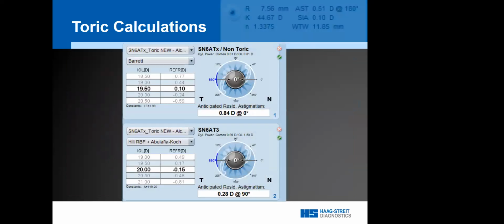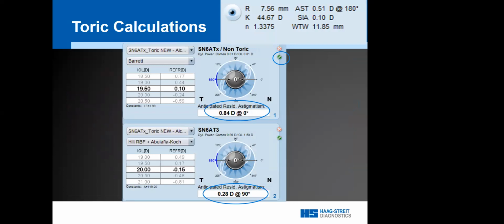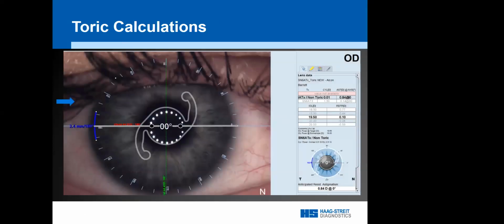Now, notice this patient has about a half a diopter of astigmatism, and it's against the rule of astigmatism. Barrett typically does not flip the axis, so it's saying use that non-toric. And the Abulafia Koch actually will flip the axis, so it's saying use a T3. However, in order to see a flipped axis with the Barrett, click the surgical planner, and there's your flipped axis result. And it's actually agreeing with the Abulafia Koch. With a T3, it's predicting approximately 0.14 diopters of with the rule astigmatism.